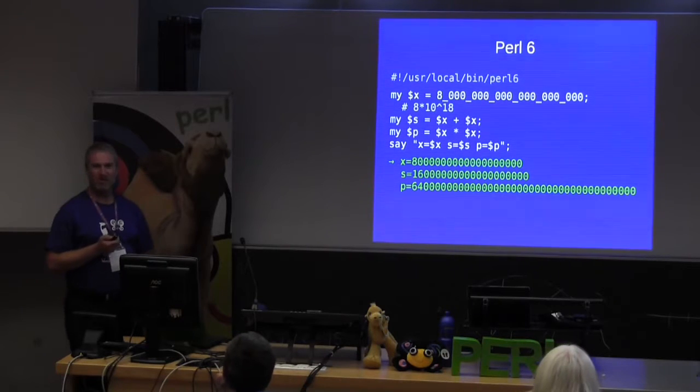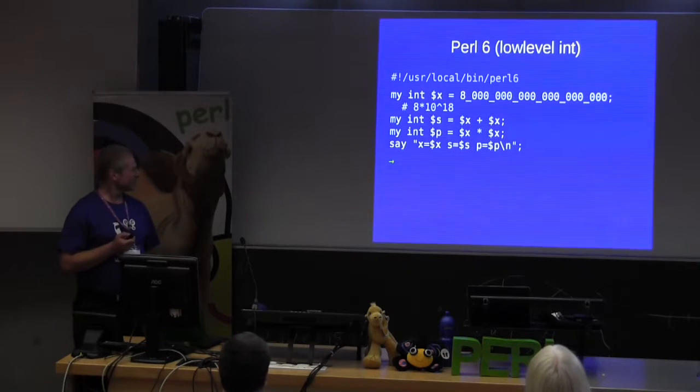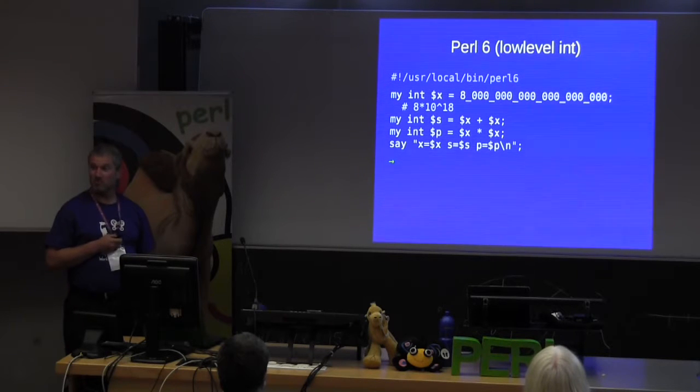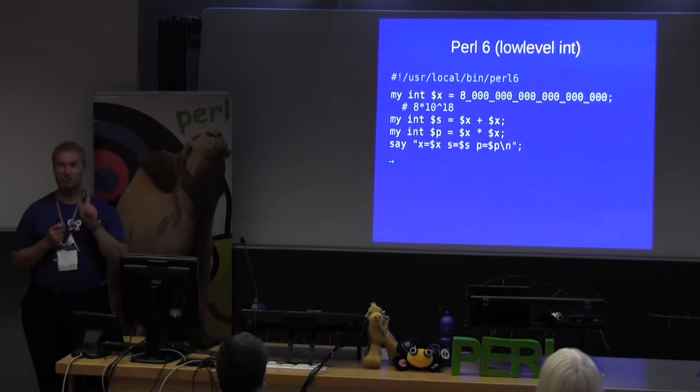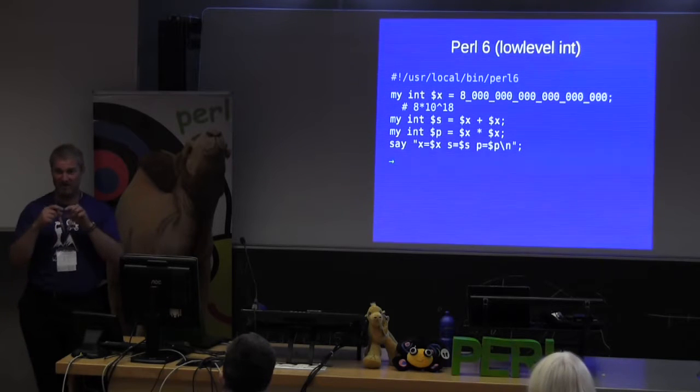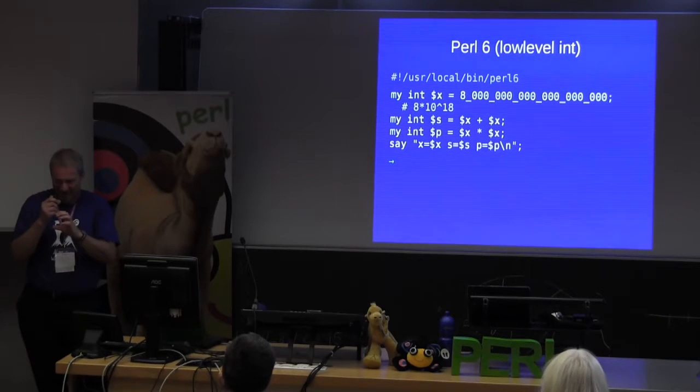We just saw three different patterns. But now we can control how Perl 6 behaves. So now we tell Perl 6 to use int with the small i. That's very important. The small i is kind of the special case, because that's the machine integer.